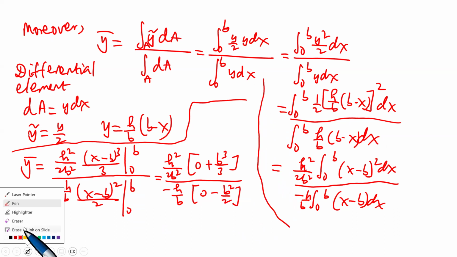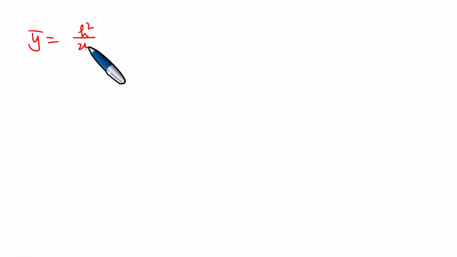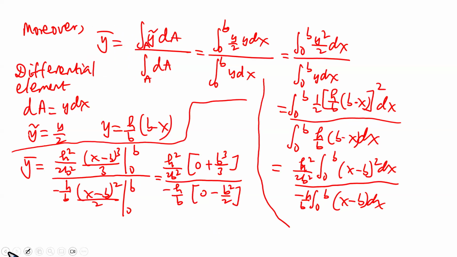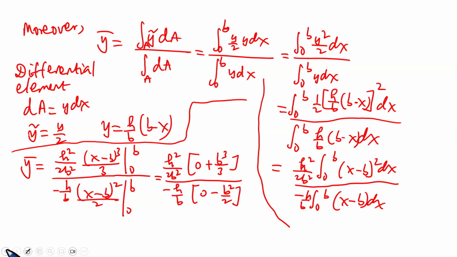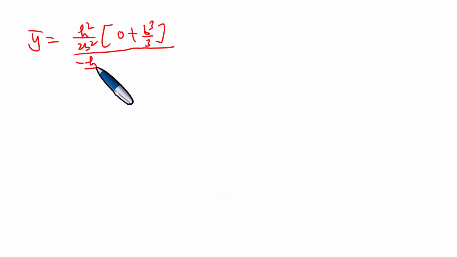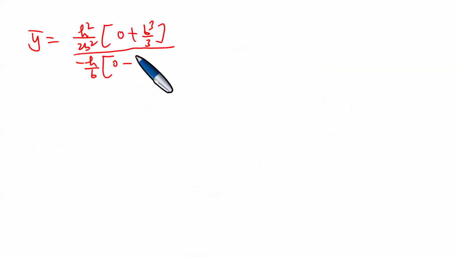But now this means that at this point, we have the following. Y bar, which is exactly this here, which is h squared over 2b squared, open bracket, 0 plus b cubed out of 3, all divided by minus h over b, 0 minus b squared out of 2. So this one here is 0.